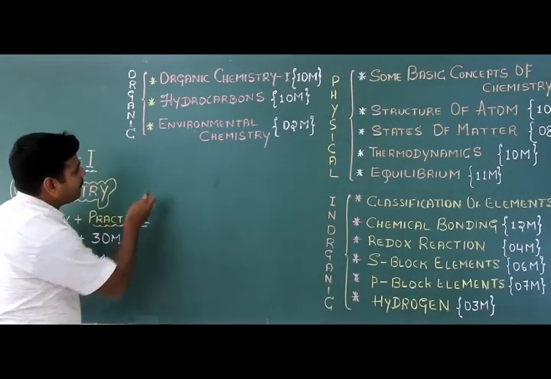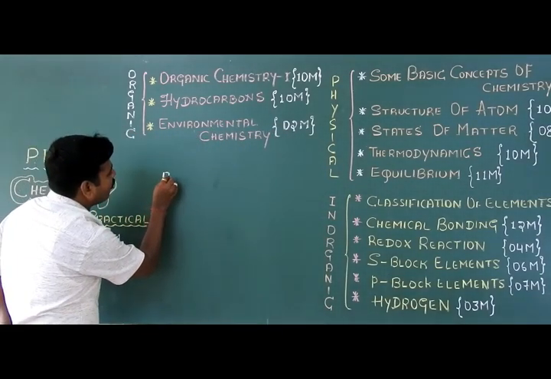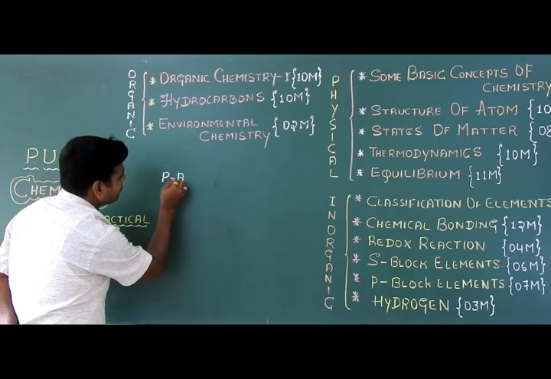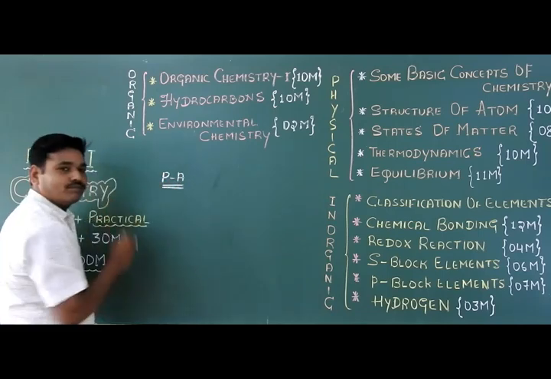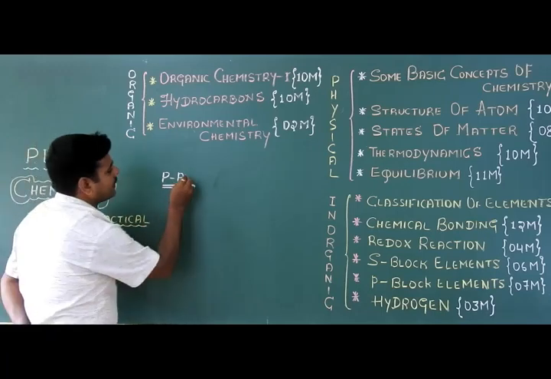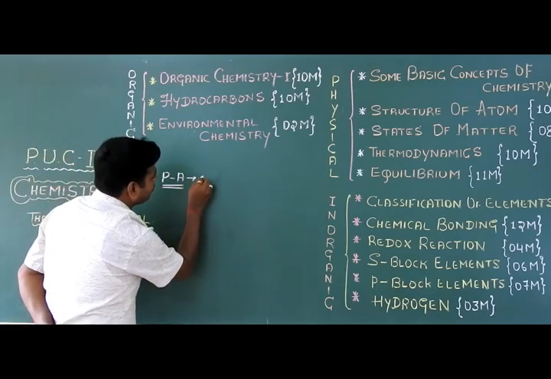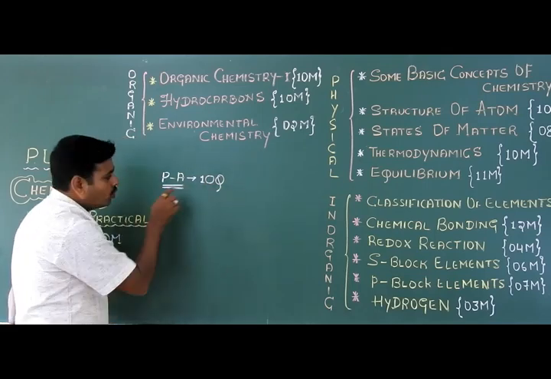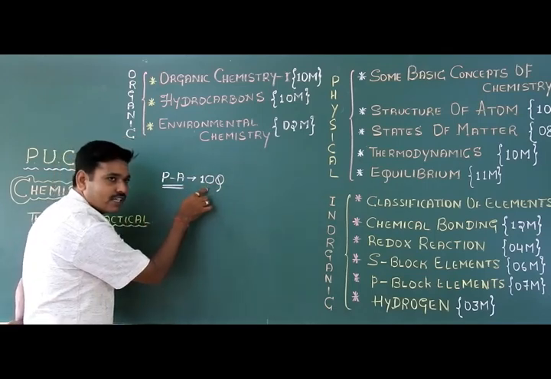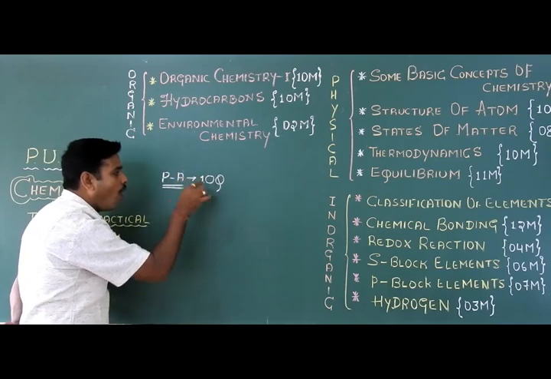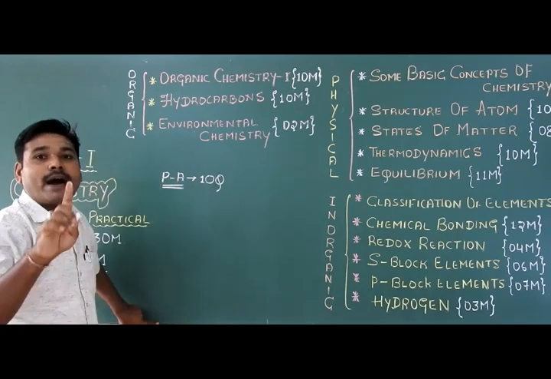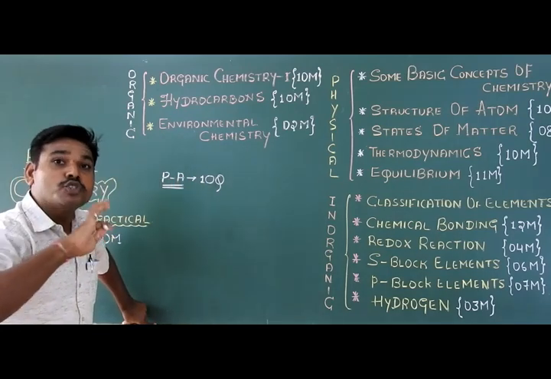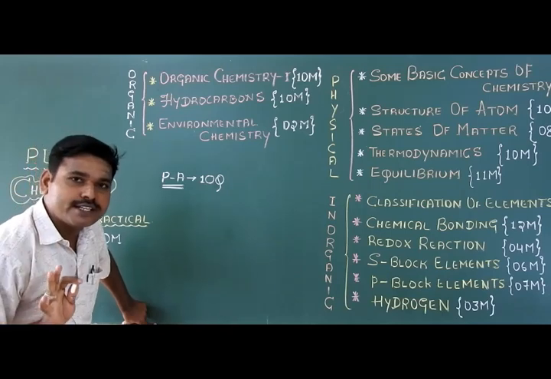the question paper consists of 4 different parts. The first part is part A, and in this part A the total number of questions is 10 questions. You have to answer all these 10 questions in part A. There is no choice in this part A, students.